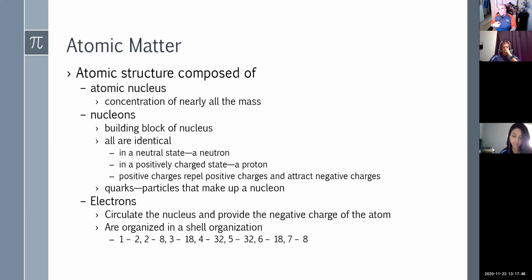Those electrons are organized in shells. The first shell has 2 electrons, the second has 8, the third has 18, and it progressively goes out until we get to the last one. Typically we talk about that as the 7th shell, and that usually has 8 electrons out there.